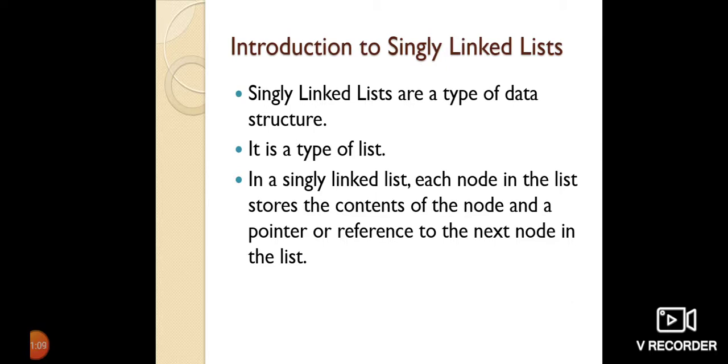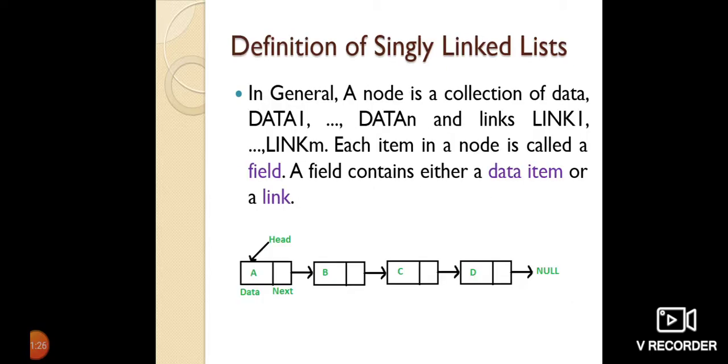You can assume this is a compartment of a train. One compartment will be connected to the other compartment. Similarly, you'll have data and you'll have the address which is pointing to the next node. Okay, the concept of a node comes here. Definition of single linked list.